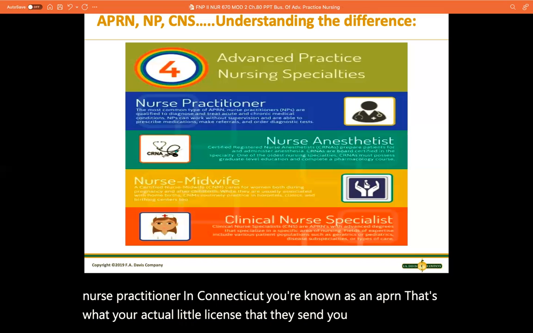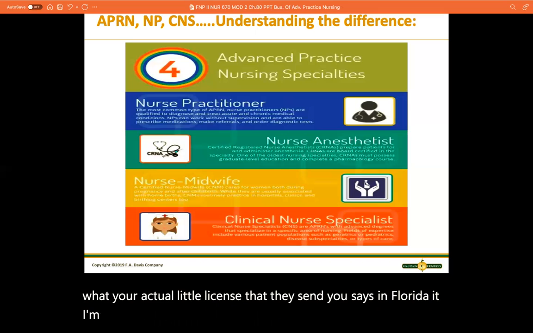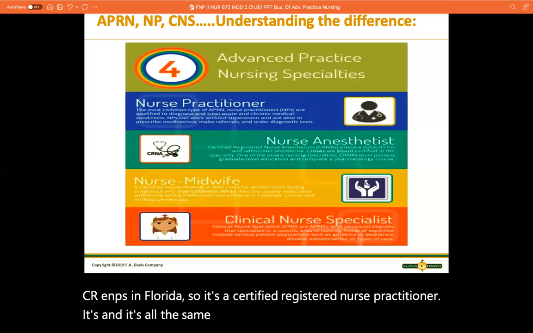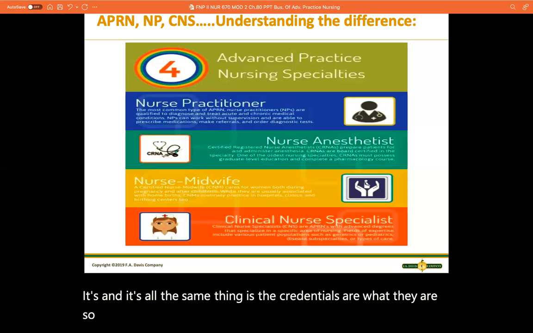In Florida, I'm called a certified registered, they call us CRNPs in Florida. So it's a certified registered nurse practitioner. It's all the same thing. The credentials are what they are. So they hold the same meaning.